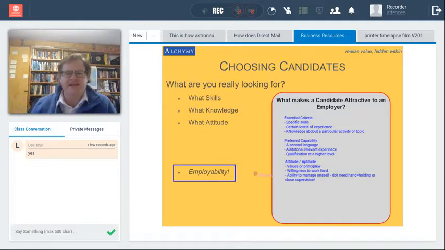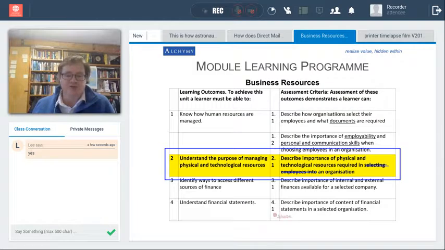So, what makes a candidate attractive to an employer? The fundamental answer to that is it depends. It depends on what the employer is looking for and what the employer's needs are. So that's part of the challenge in terms of addressing that initial learning objective from last week, which was around how organizers select their employees and the importance of the various skills.